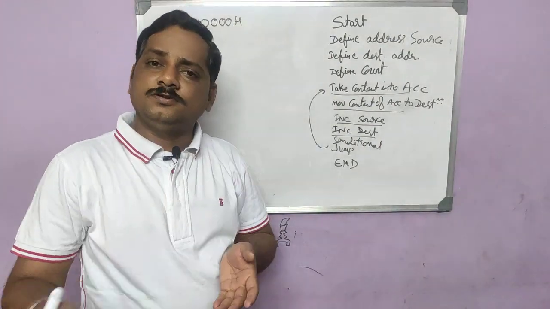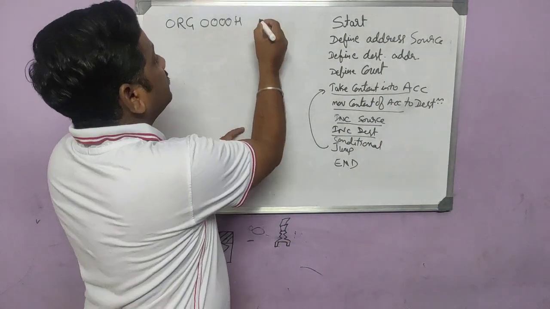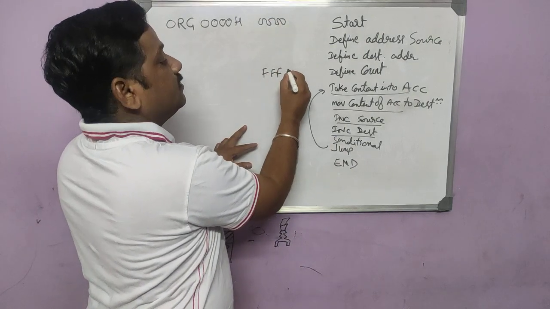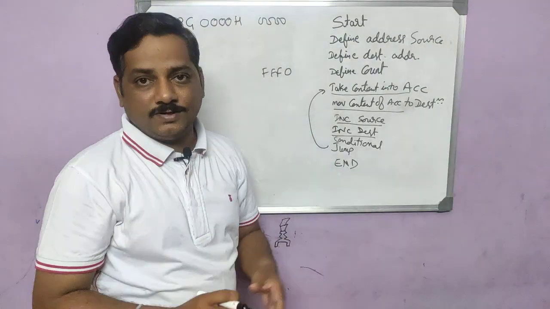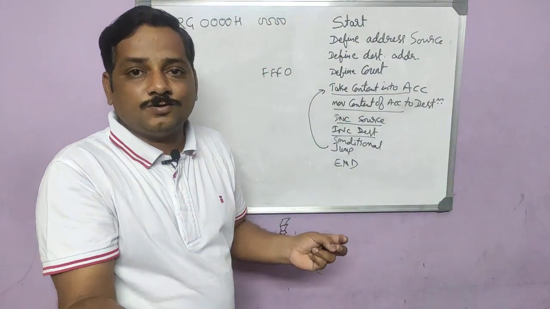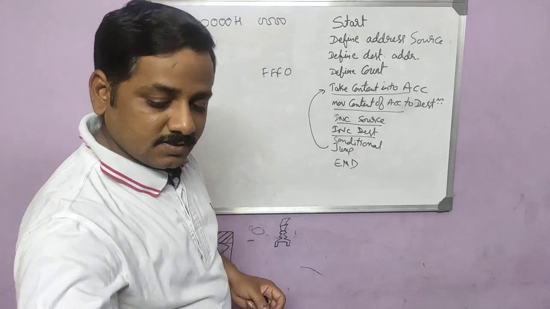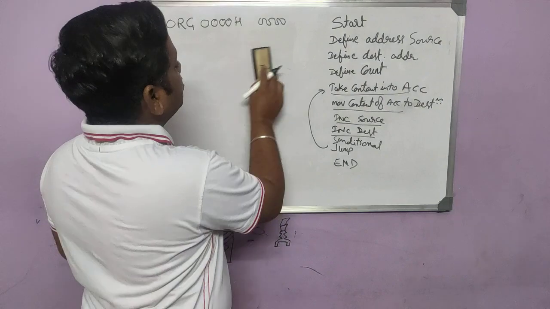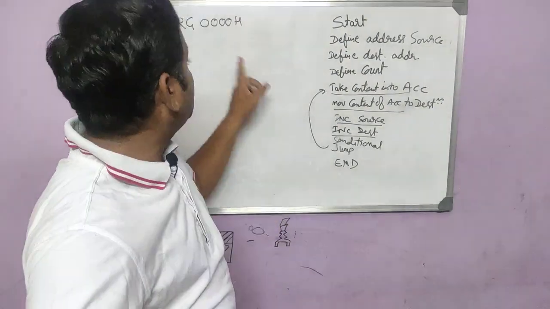It may be 0000, or you can give any number from 0000 to FFF0. Within this you can give any number, but you can't give FFFF because that is the last number. After that there will be no storage capacity. So let's not go for the last numbers. In between you can give any number. So that is the starting line.